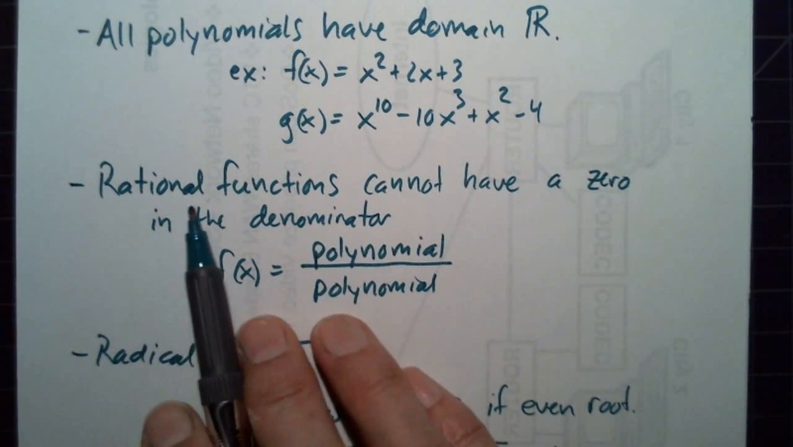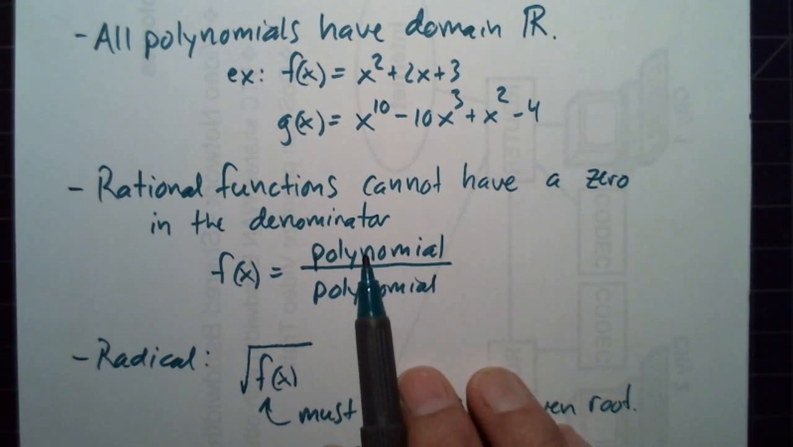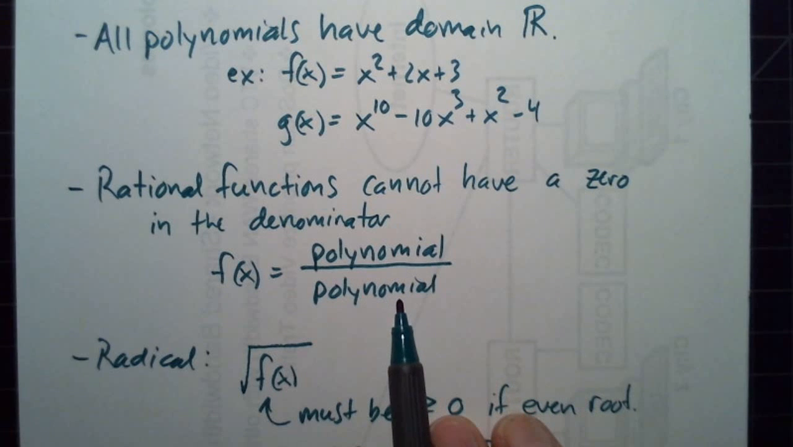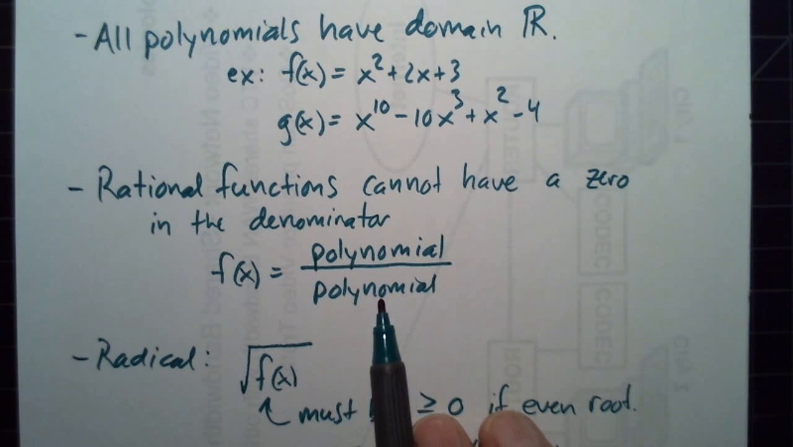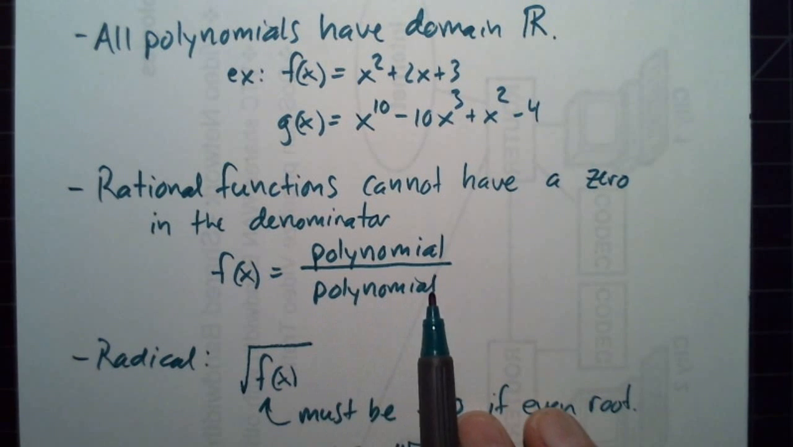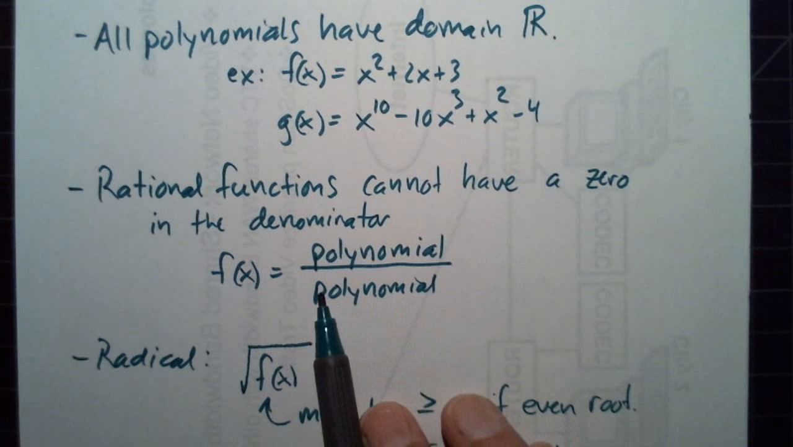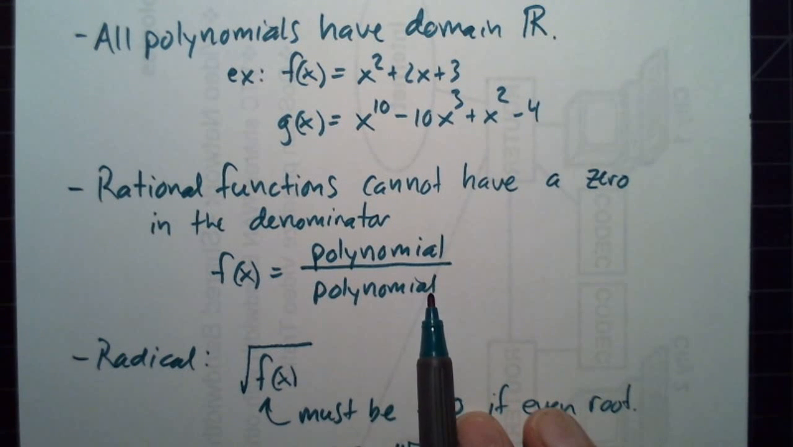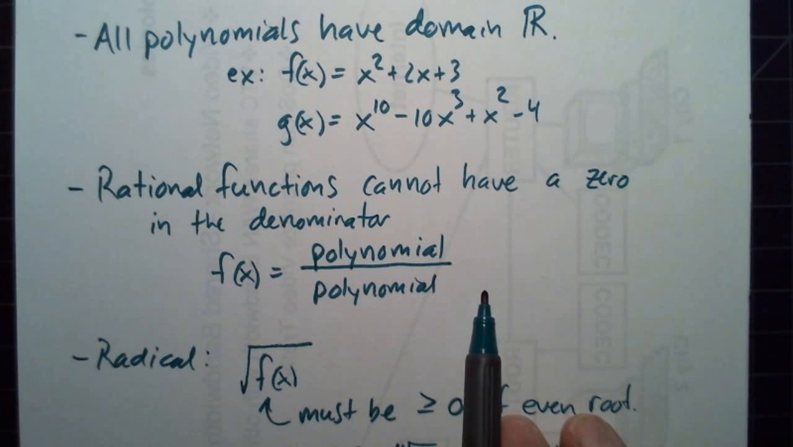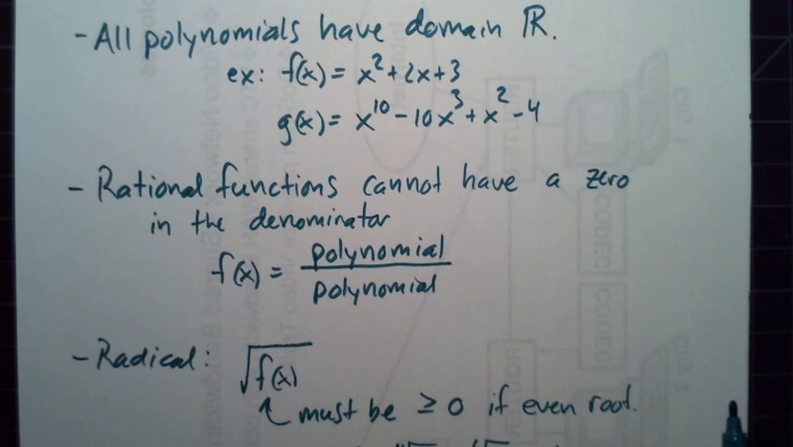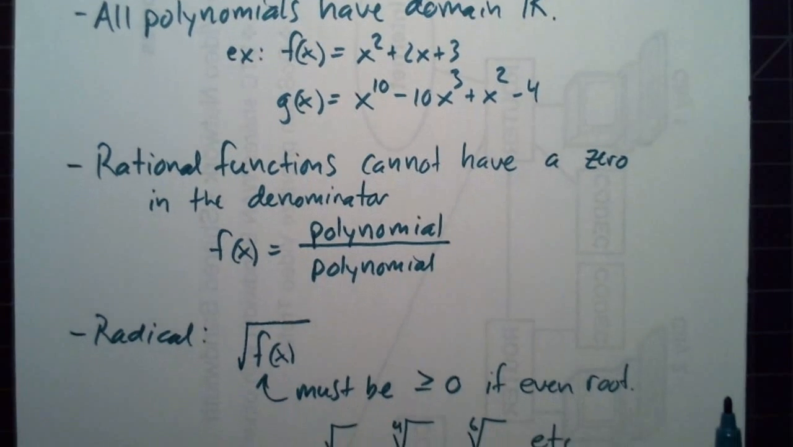We have rational functions, so this is rational, where we have a polynomial divided by a polynomial, and the denominator cannot be 0. So we just have to find out, is the denominator ever equal to 0? And if it is, then that x value is not in the domain. Then we have radical functions.